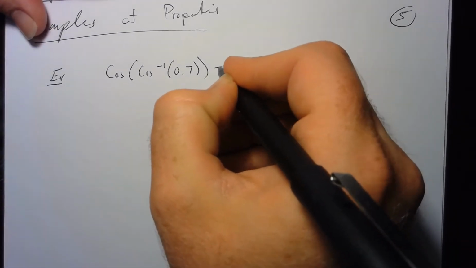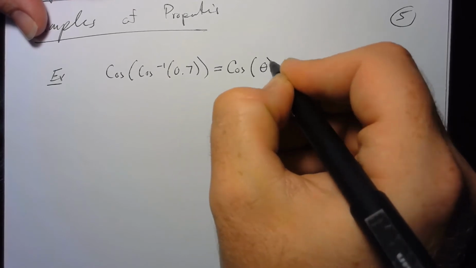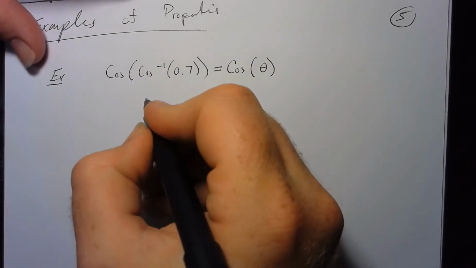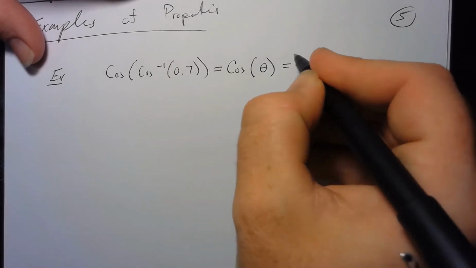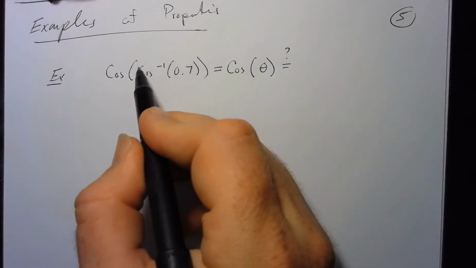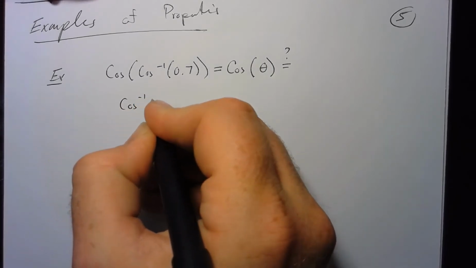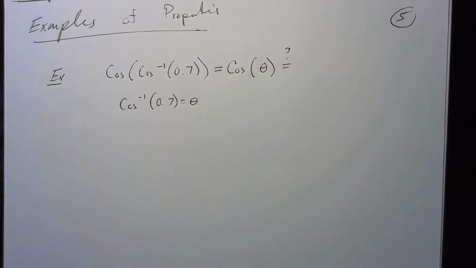In this case, it's occurring inside of this cosine function. So what I'm going to do is rewrite this cosine function as the cosine of theta. That's going to help me focus on the concept that I'm looking for. What is the cosine of theta? I want to know what is the cosine of theta, such that my inverse trig function, cosine inverse of 0.7, is equal to theta.